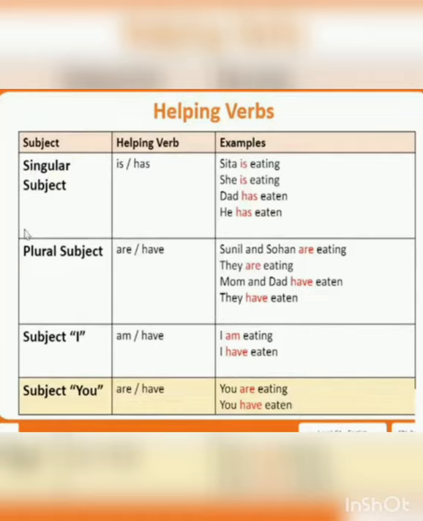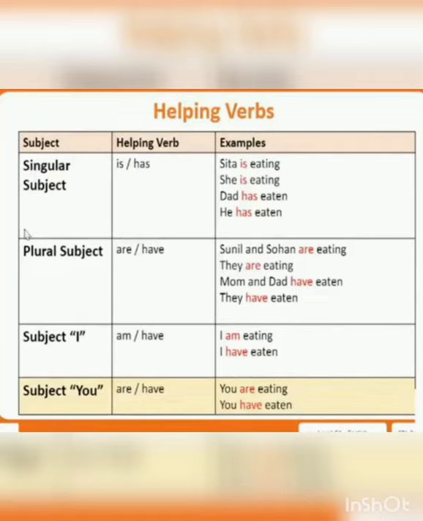Now, if our subject is I, we will use am or have. If the work is going on, if the verb with ing is there, we will use am. Like, see the first sentence, I am eating. And if the work is already completed, with the verb, we will use have. I have eaten.